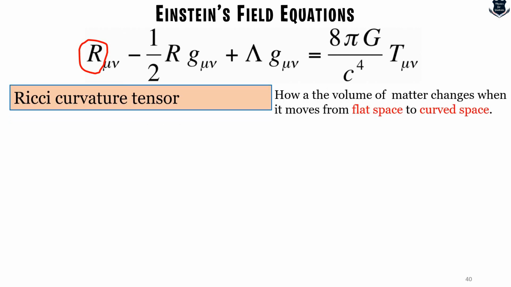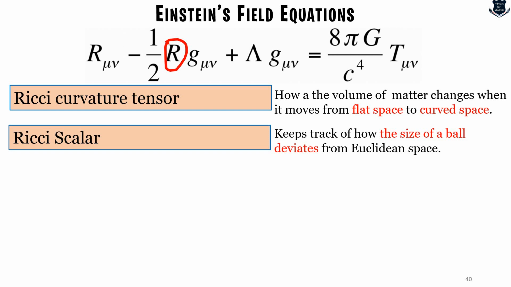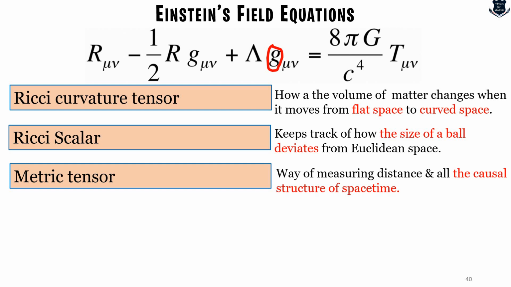It tells how the volume of matter changes when it moves from flat space to curved space. We move to the next R, which is called the Ricci scalar, and it keeps track of how the size of a ball deviates from Euclidean space. We also see G, which is the most important, called the metric tensor, the centrifugal force, I would say, which revolves around Einstein's field equation.